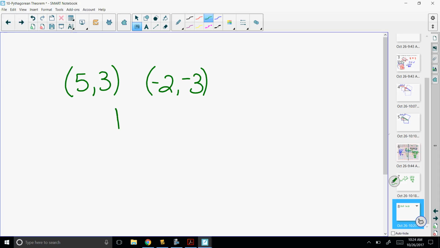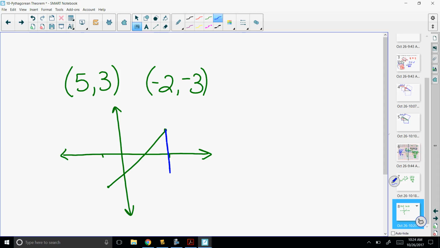Is that okay? If I were to graph these points, I have the coordinate point 5, 3. So I'm going to go over to the right 5 and up 3, right? Then you have the coordinate point -2, -3, so I'm going to go back 2 and down 3. I need to know, what's this distance right there? Well, how high up did I go right there? I went up 3, and then I went down 3, so that total length there is 6.